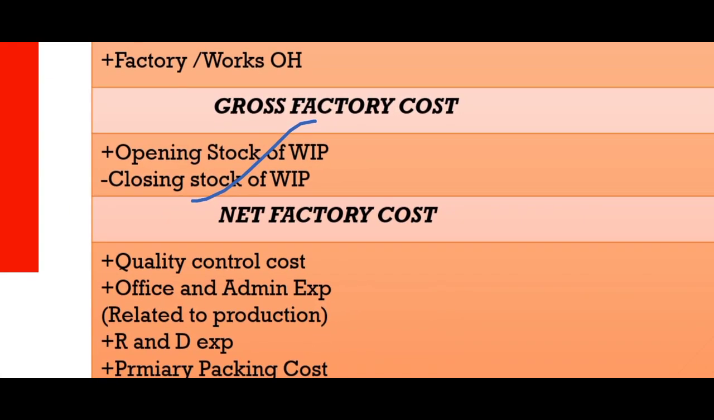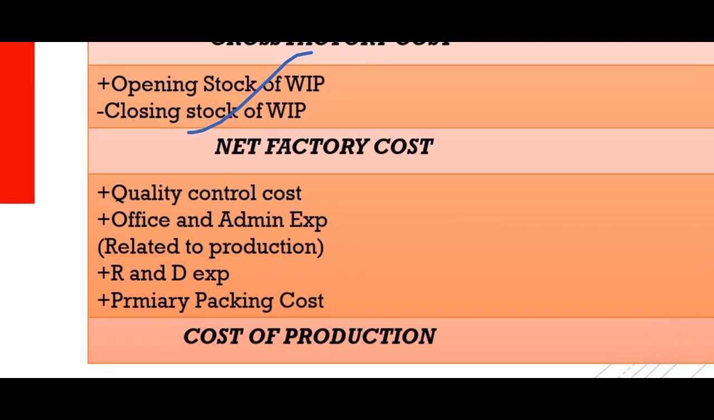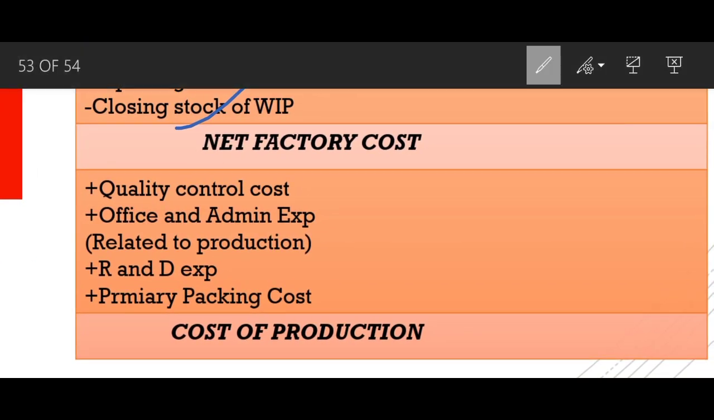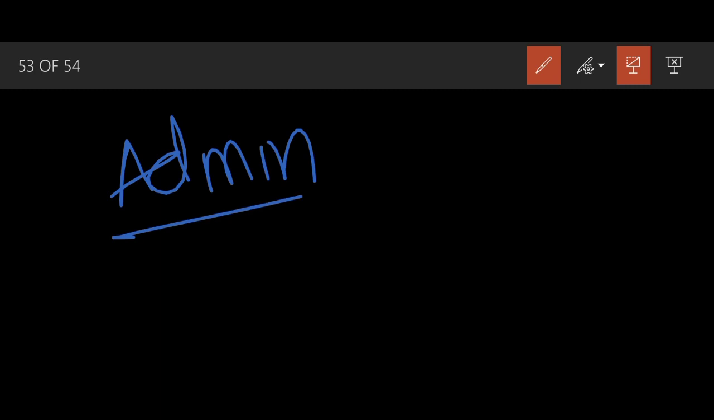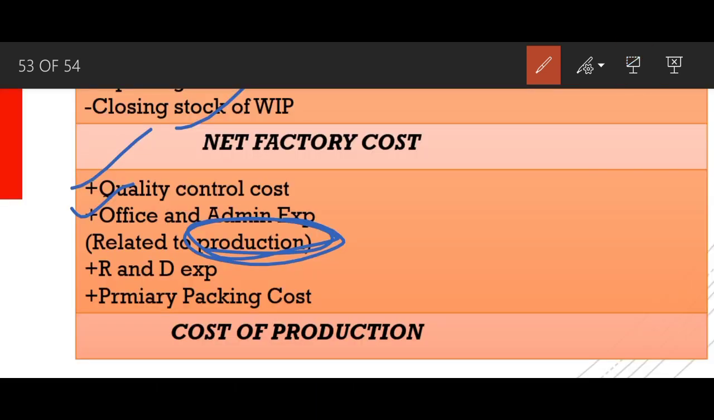We will be adding quality control cost. To control the quality, we will be incurring some amount of cost known as quality control cost. We will be adding office and administration expenses related to production only. Admin expenses will be there, only the amount which relates to the production department or production activities. Then R&D expense, research and development expenses, and primary packing cost. Basically packing cost, that is primary.